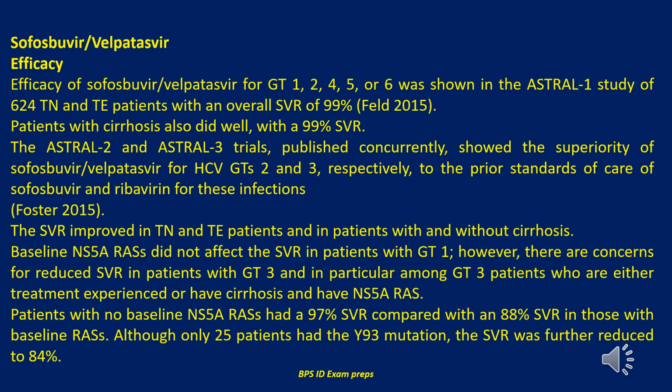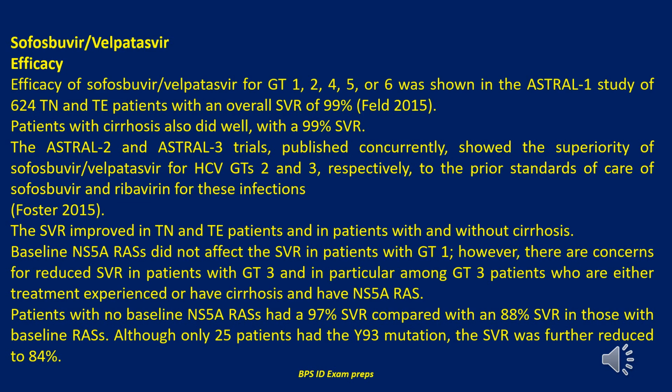Next we will discuss sofosbuvir plus velpatasvir. We will begin with its efficacy. Efficacy of sofosbuvir, velpatasvir for genotypes 1, 2, 4, 5, or 6 was shown in the ASTRAL-1 study of 624 treatment-naive and treatment-experienced patients with an overall SVR of 99%, according to Feld 2015. Patients with cirrhosis also did well, with a 99% SVR.